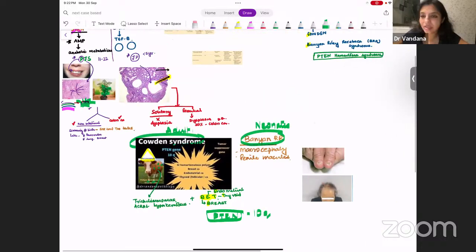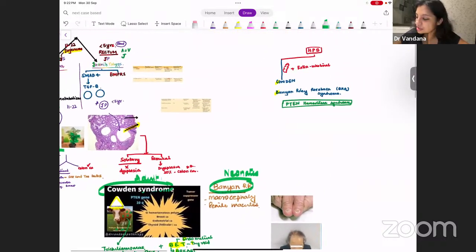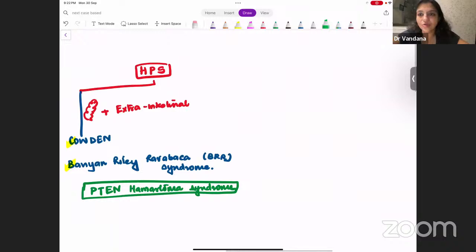Now, once we are clear with this, everybody's clear with these two syndromes. First we have studied hamartomatous polyp syndrome. We have Cowden and Bannayan-Riley-Ruvalcaba syndrome. I hope everybody is clear. So Cowden is always in adults.